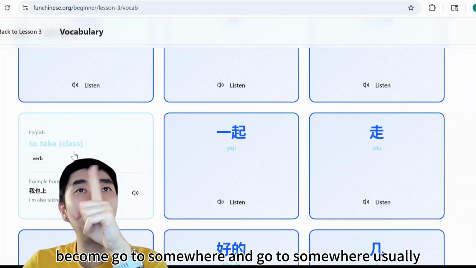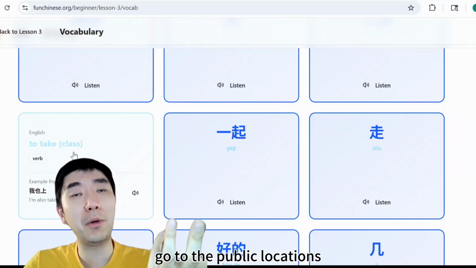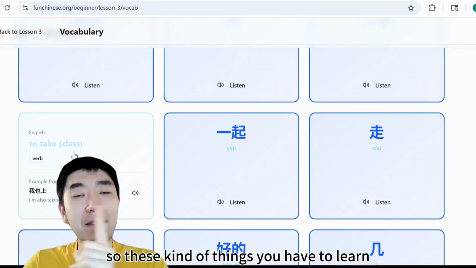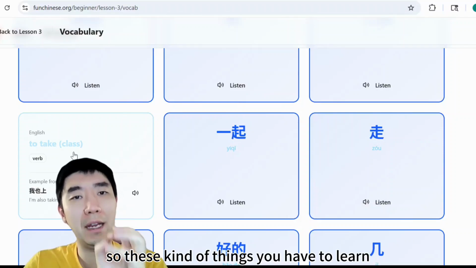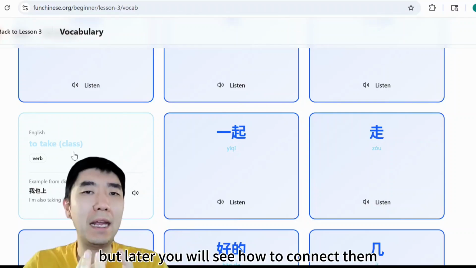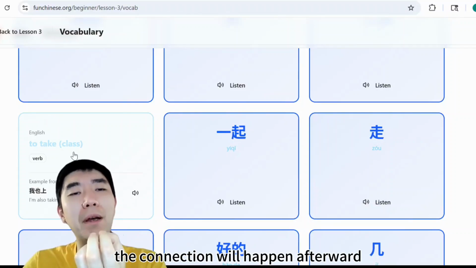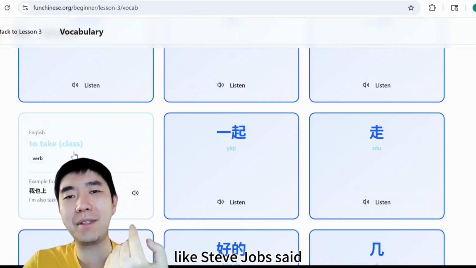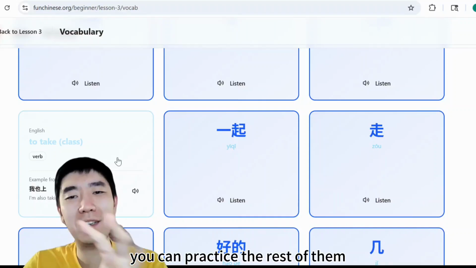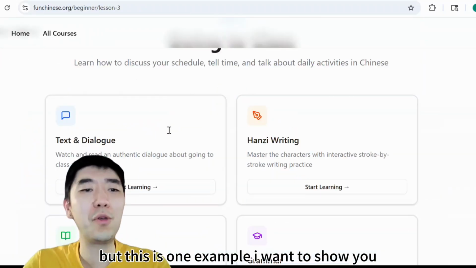And go to somewhere usually means go to school, go to the hospital, go to public locations, which are built in higher places. So these kinds of things you have to learn gradually. At the beginning, you may have to memorize, but later you will see how to connect them. The connection will happen afterward. Like Steve Jobs said, you can only connect the dots backward. Okay, you can practice the rest of them, but this is one example I want to show you.